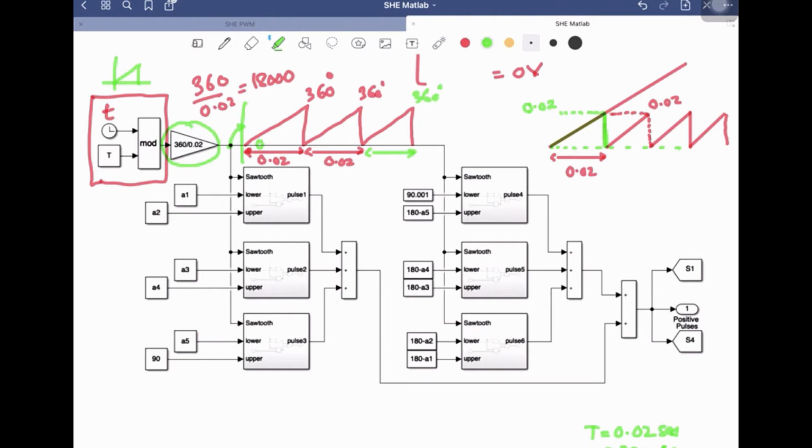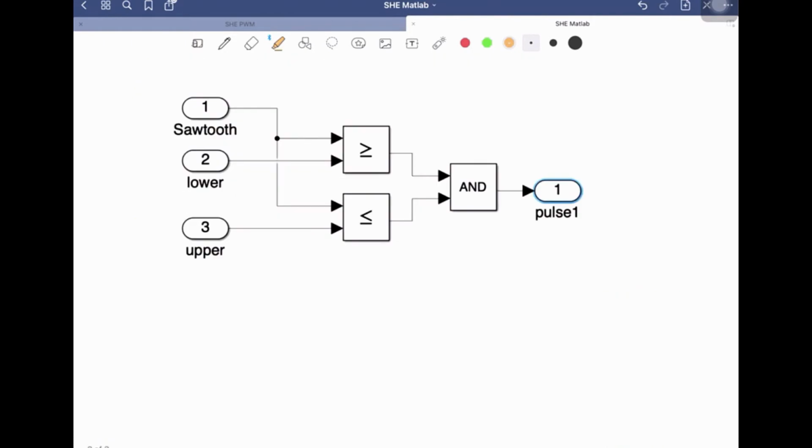Now just look at this block, what it is going to do. It is taking the sawtooth waveform as an input and the two limits, A1 and A2. How is it going to work? We will understand that with the help of this diagram. Inside that block we have this diagram. So I have the sawtooth waveform like the one we generated before, right?